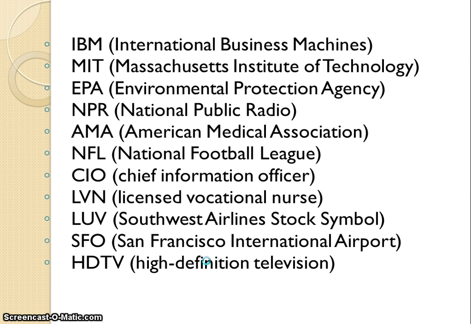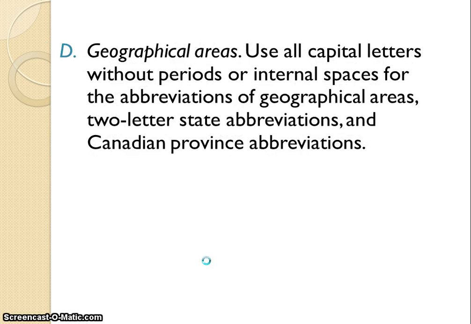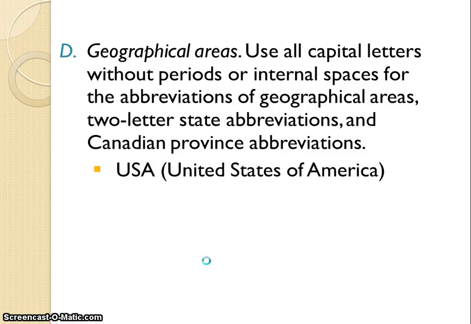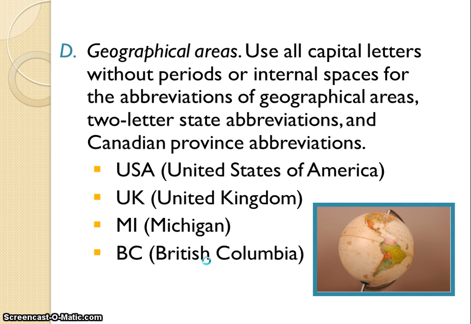Okay, geographical areas. We use all capital letters without periods or internal spaces for the abbreviations of geographical areas, two-letter state abbreviations, and Canadian province abbreviations. So we don't put any periods between USA or UK or any of those.